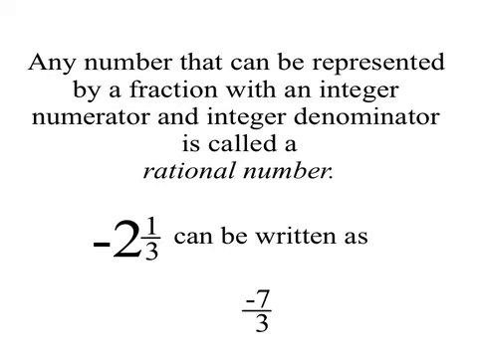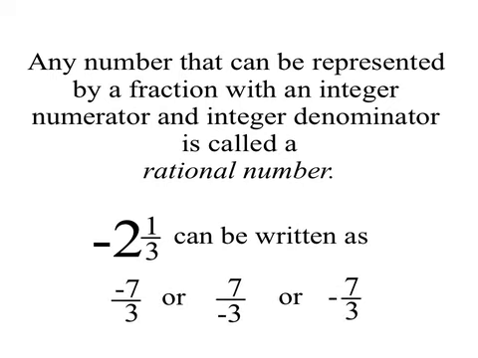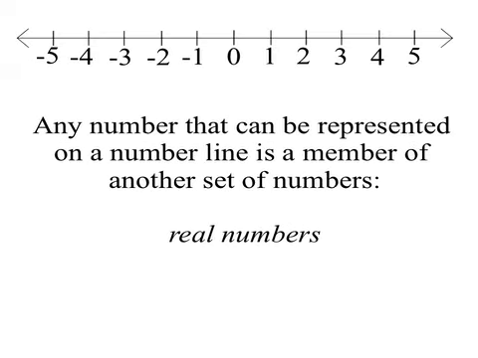And by the way, when you're talking about negative fractions, you can put the negative sign on the numerator as shown, or on the denominator as shown in the middle example, or right in the middle between the numerator and the denominator. All 3 of those representations on the bottom are acceptable ways to write the improper fraction -7/3. Any number that can be represented on a number line is a member of another set of numbers, real numbers.